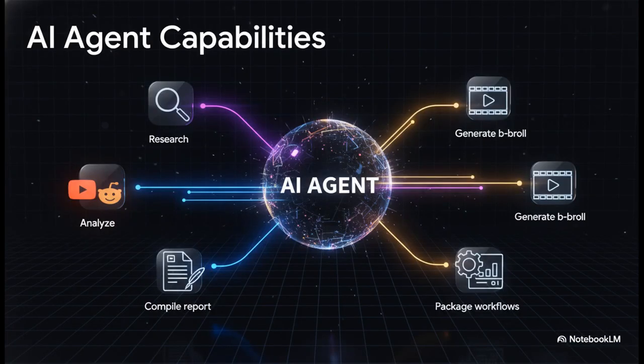To make that feel a bit more real, just look at what a powerful AI agent can do. The source we're looking at here uses the example name Manus. You could give it a single command, like research a topic for me, and it could go out and analyze YouTube comments, scour Reddit for what customers are complaining about, generate images and B-roll for a video, and then compile all of that into a single interactive report. You can even package that entire process into a reusable skill to run it again later with just one click.